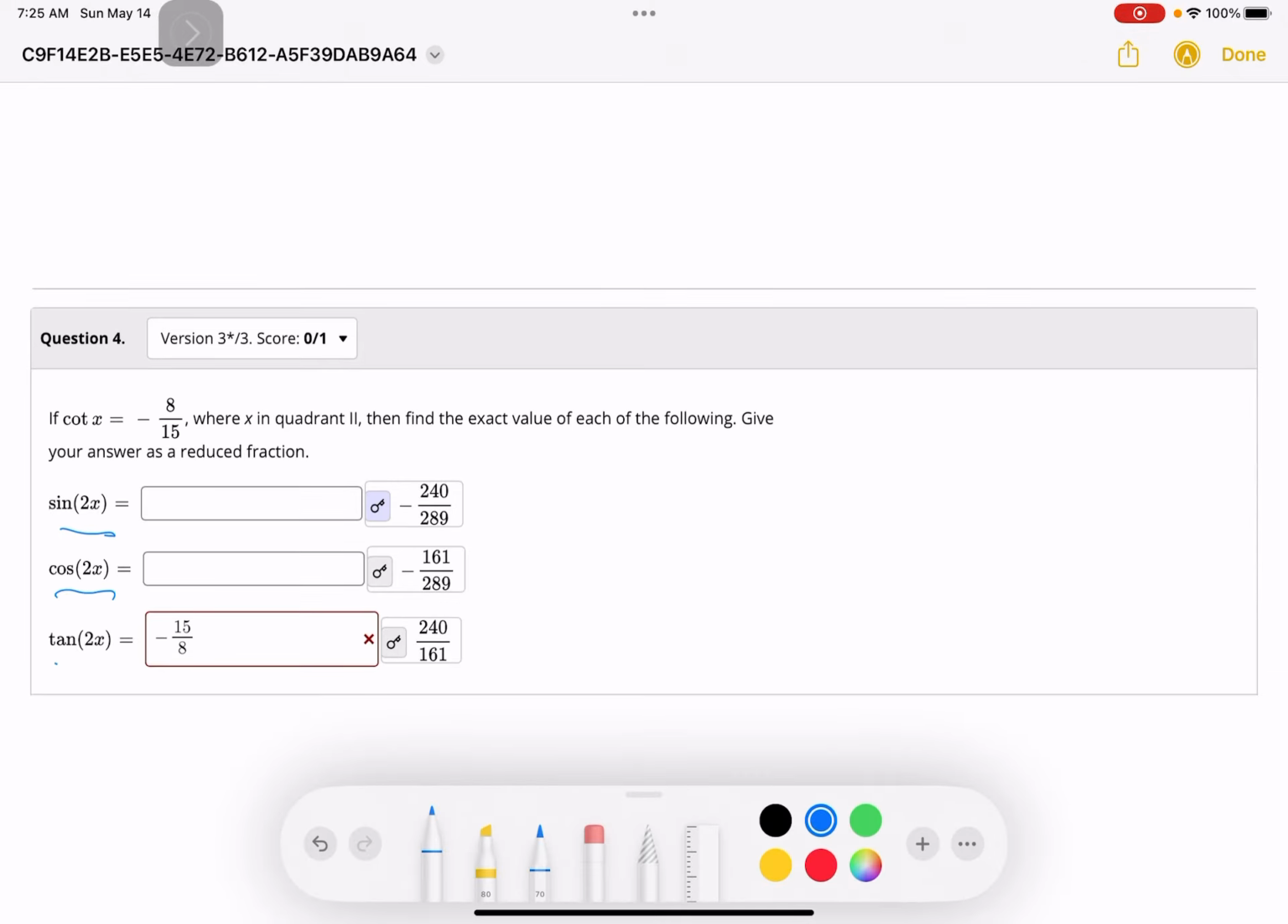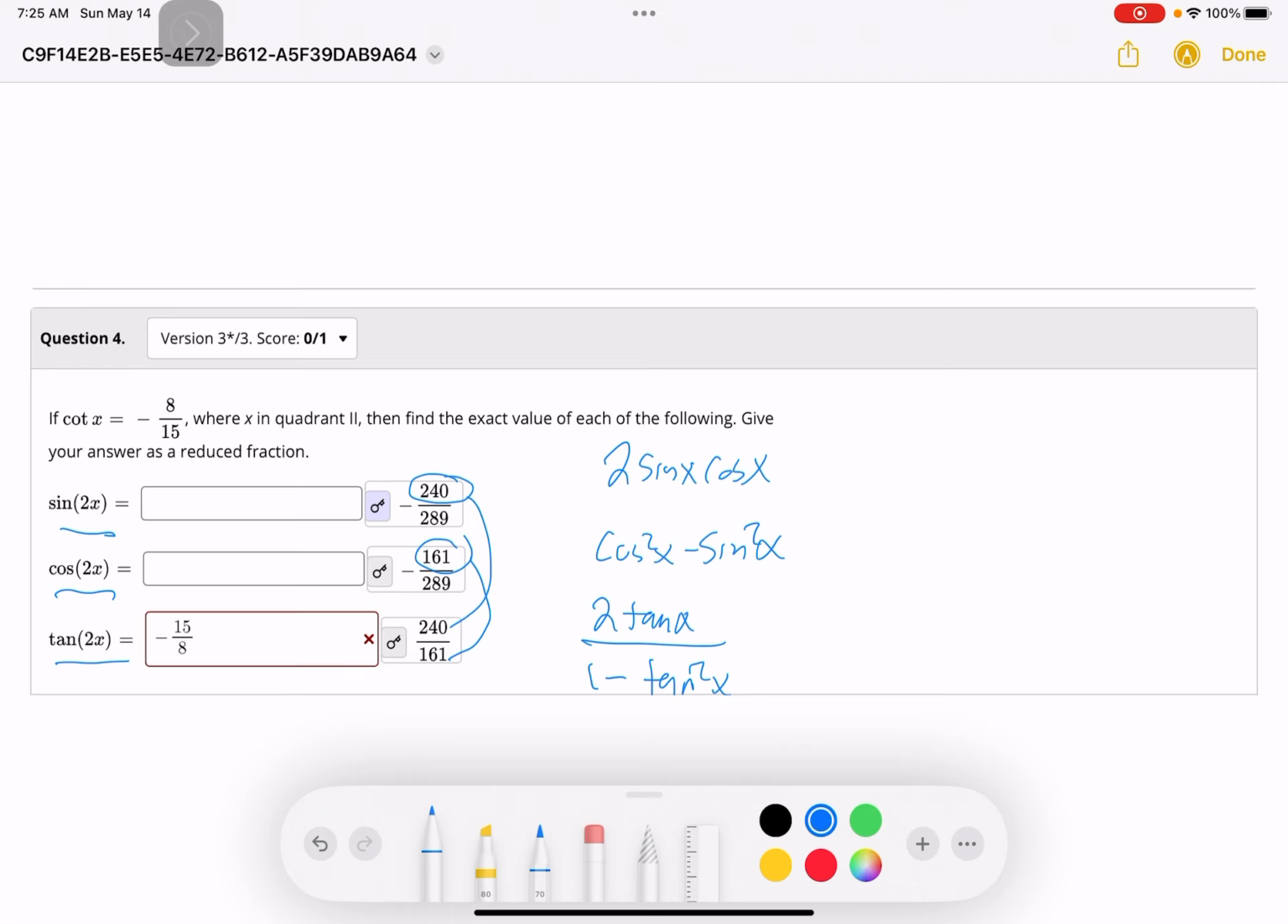2x, cosine 2x, and tangent 2x. For sine 2x, the formula is 2 sine x cosine x. For cosine, we have several options. I'll probably just go with cosine squared x minus sine squared x. And for tangent, what's interesting is that you could just do sine over cosine, which if you look at this over this, that's there, that's there. Or it's 2 tangent x over 1 minus tangent squared x.